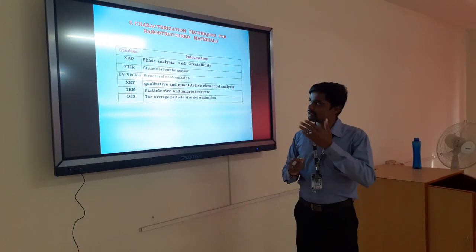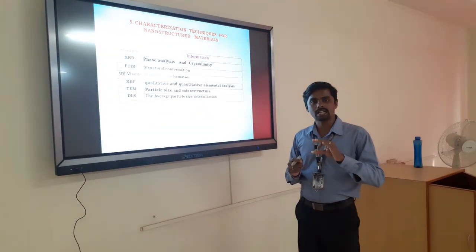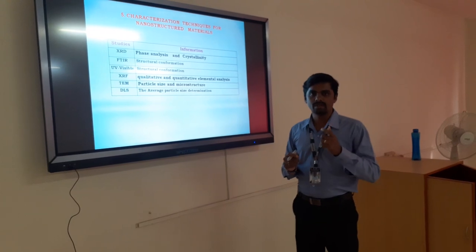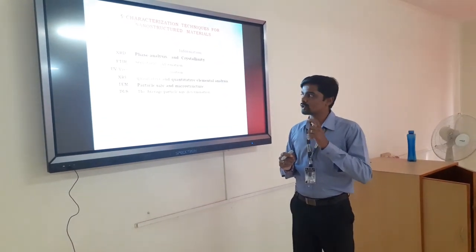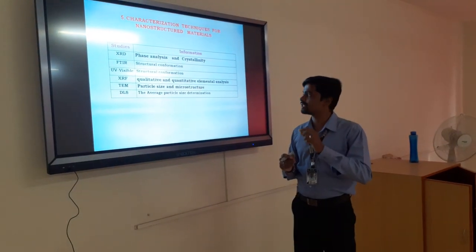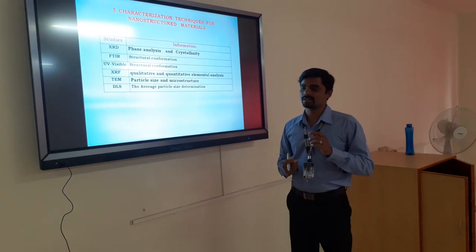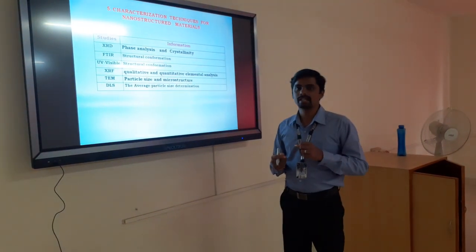Next, UV-visible is also structural confirmation. XRF is a quantitative as well as qualitative elemental analysis. And TEM is a very famous instrument to determine the particle size as well as the microstructures. DLS calculates the average particle size.